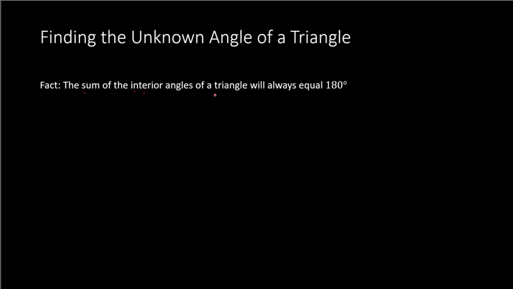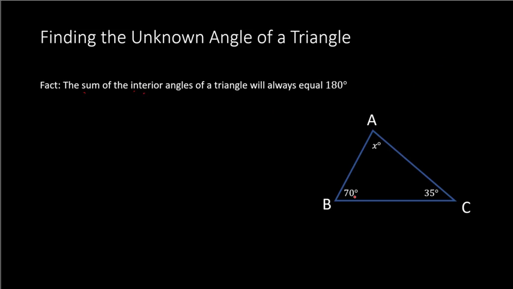So we're trying to figure out an unknown angle of some triangle. Now to do this, we have to know this one fact. Okay, the fact is that the sum of the interior angles of a triangle will always equal 180. So maybe that's a lot of big words for you. The word sum, remember, means adding. Interior angles, interior means inside. So if you add all the angles inside the triangle, it will always equal 180 degrees.